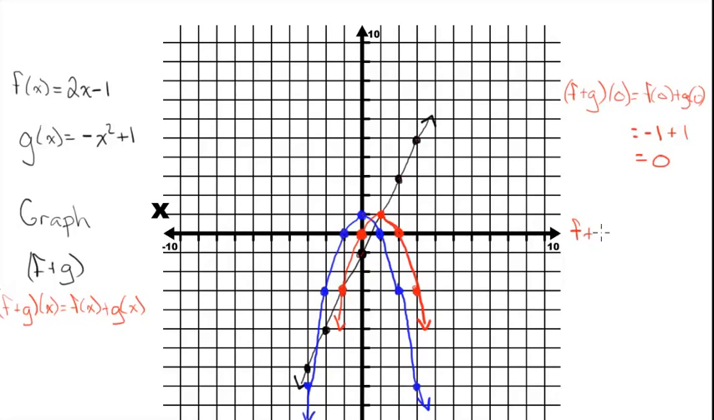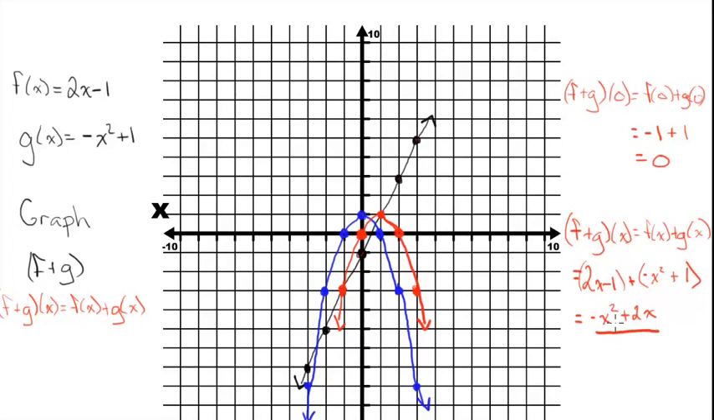Well, f plus g at x was equal to f at x plus g at x. So if I wanted to write the equation for that, I would have been writing f was 2x minus 1 plus, so that's f, g, which was minus x squared plus 1. Well, if I collect like terms and add them, then I have minus x squared plus 2x minus 1 plus 1 is 0, so I have this equation.